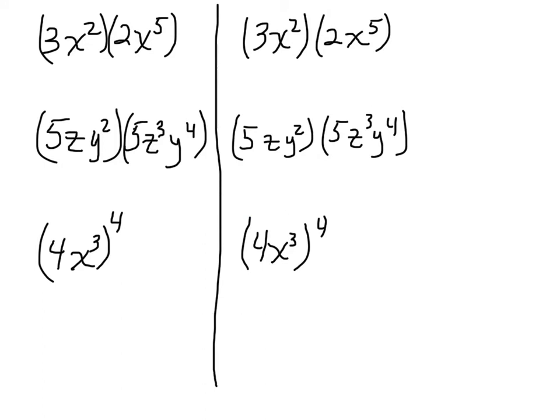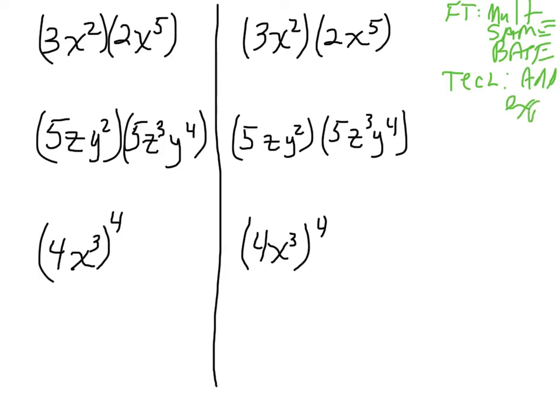All right, so similar setup. I wrote it like this because a lot of times we think that if we have parentheses, then it must be raising a power to a power. That's not the case. The file type here is multiplying same base. Okay, it's the same as before. The technique, add exponents.